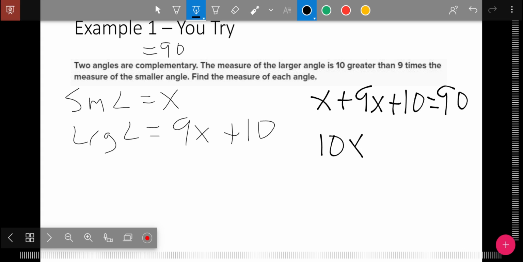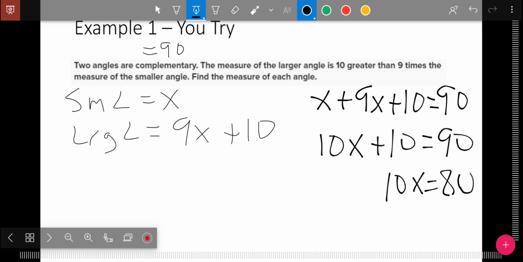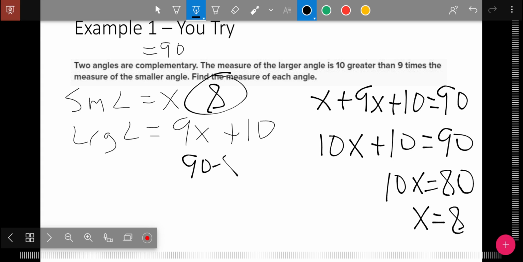That combine like terms step. The subtract 10 step. The divide by 10 step. And that means this one over here is 8 degrees. And then I would do 90 minus 8 equals 82 for the large, or I could plug 8 in. 9 times 8 is 72, plus 10 is 82, so I know I got it correct.